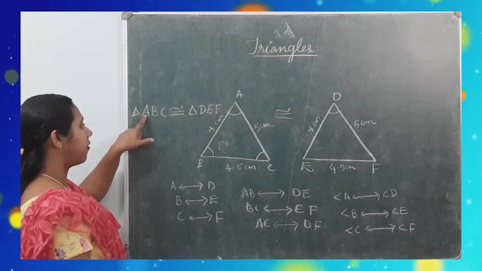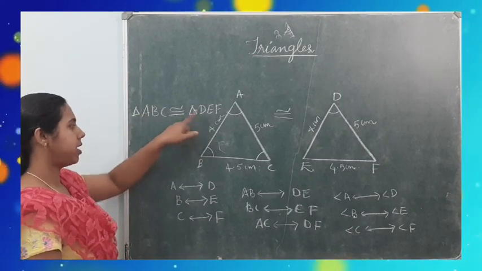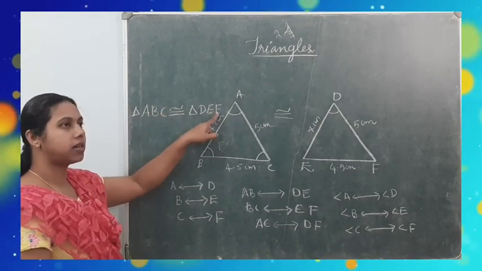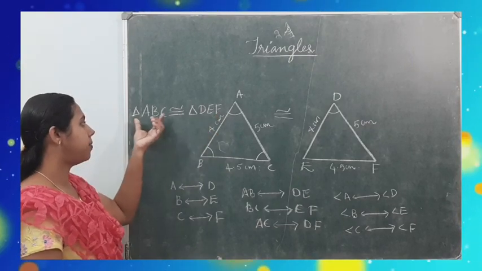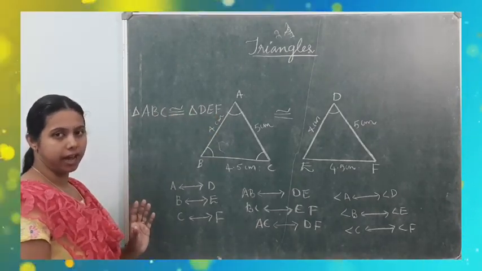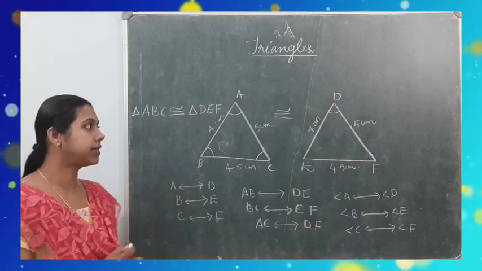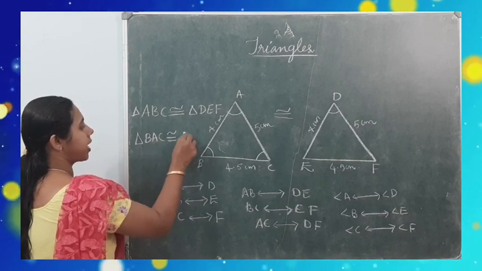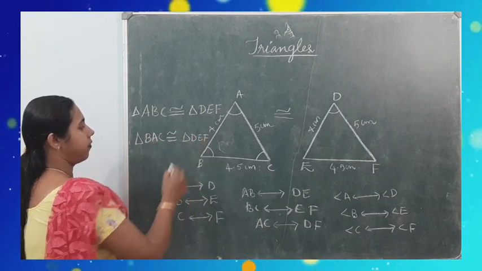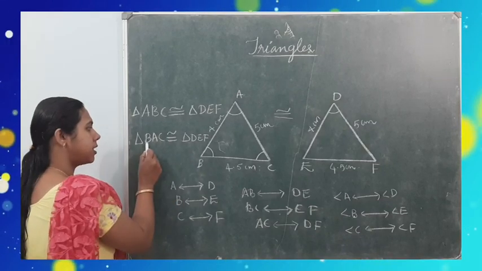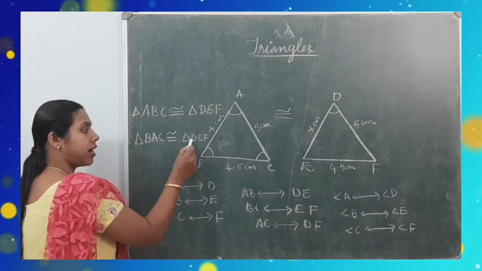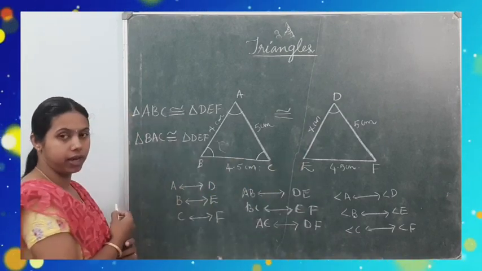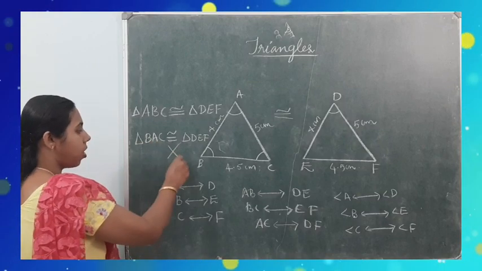So vertex A coincides with vertex D, vertex B coincides with vertex E, vertex C coincides with vertex F. So triangle ABC is congruent to triangle DEF. But it will not be correct to write triangle BAC congruent to triangle DEF. We cannot say this because vertex B does not coincide with vertex D. Vertex B coincides with vertex E only.